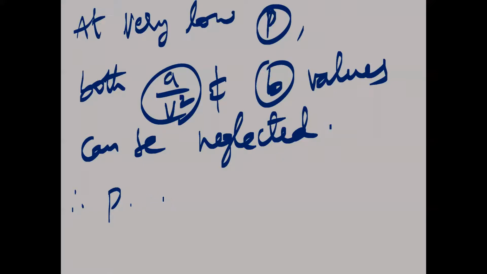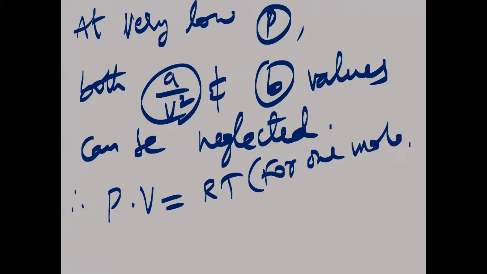P into V is equal to nRT, which means 1 RT here. So PV is equal to nRT for 1 mole of gas. For 1 mole, we have taken PV equal to nRT. What is this? This is the ideal gas equation.